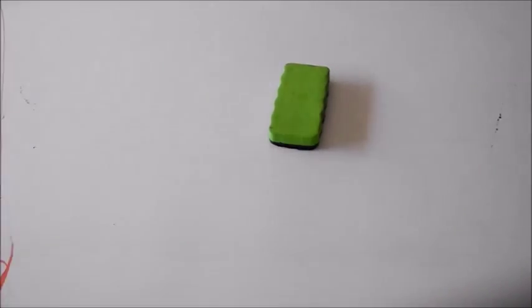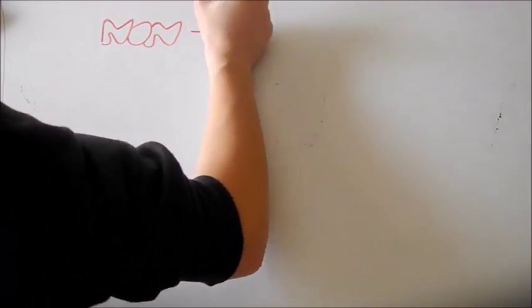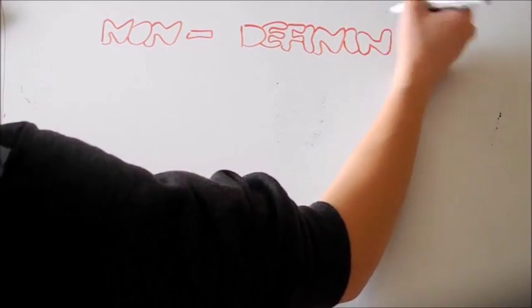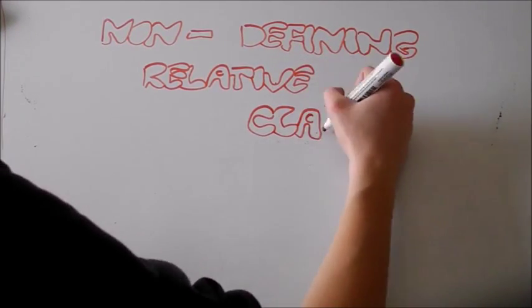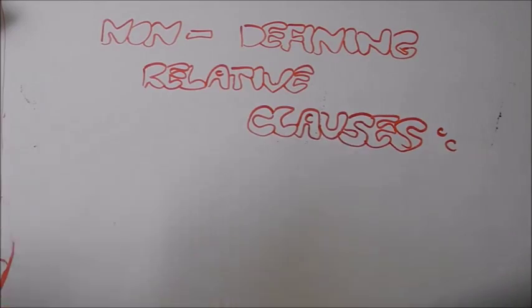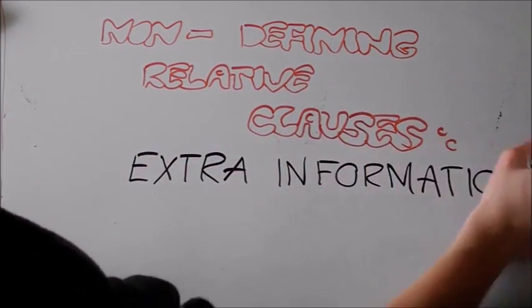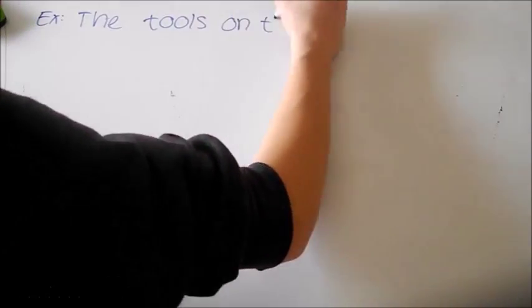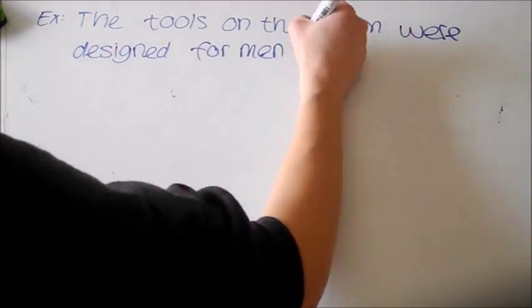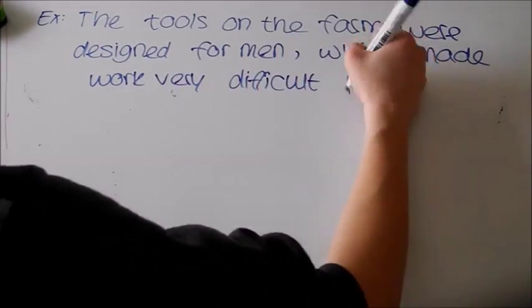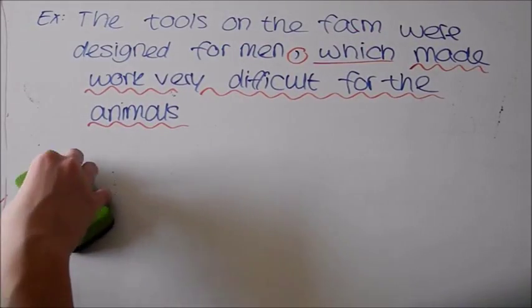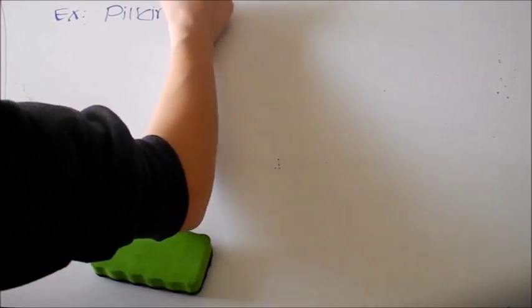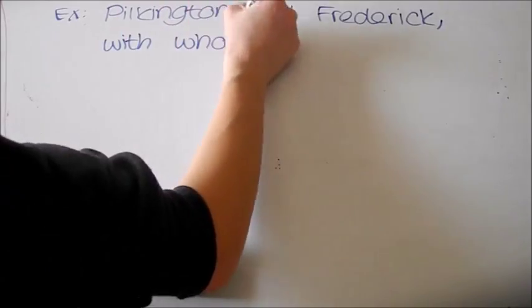Now we talk about the non-defining relative clause. They add extra information. For example, the tools on the farm were designed for men, which made work very difficult for the animals. It's not important to note that it made work very difficult for the animals.